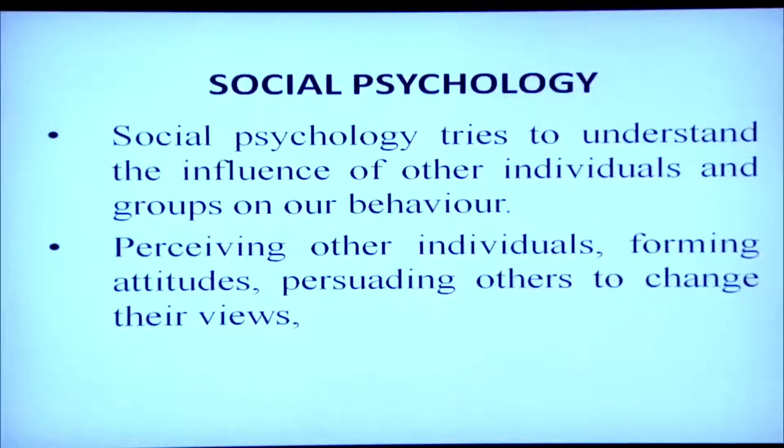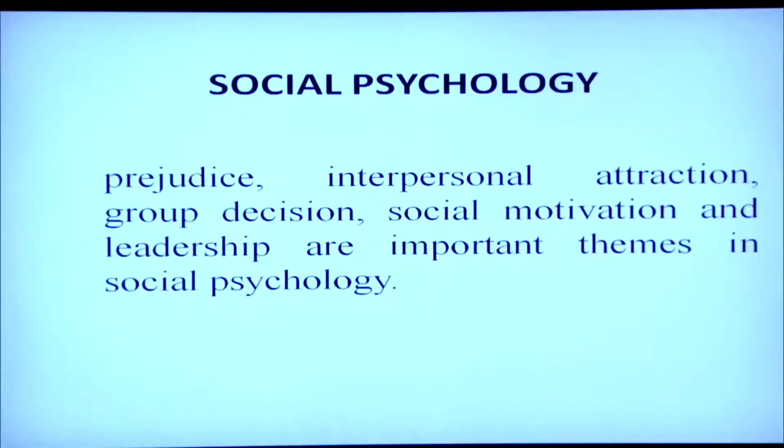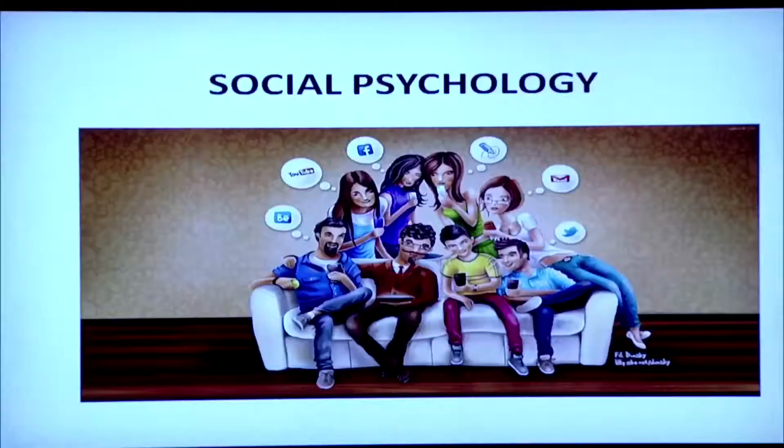The next branch of psychology is known as social psychology. Social psychology tries to understand the influence of other individuals and groups on our behavior. Perceiving other individuals, forming attitudes, persuading others to change their views, prejudice, interpersonal interaction, group decisions, social motivation and leadership are important themes in social psychology, which means that everything related to an individual in the society is studied under social psychology. Social psychology tries to understand the behavior of an individual in the society.